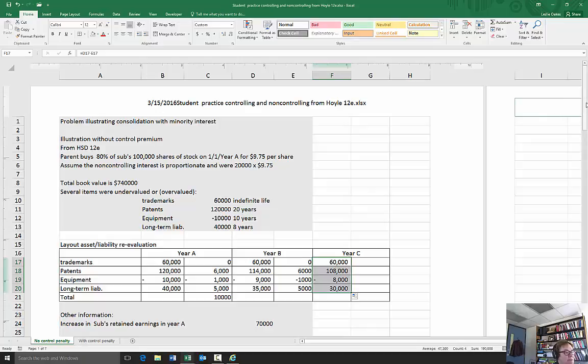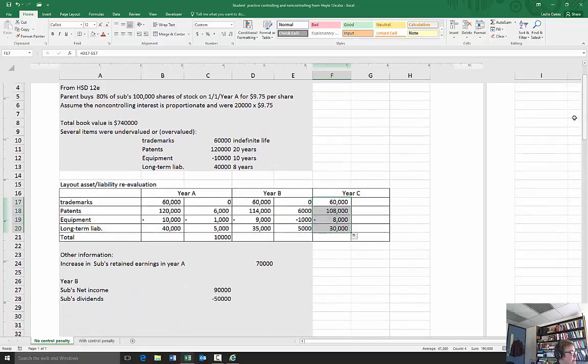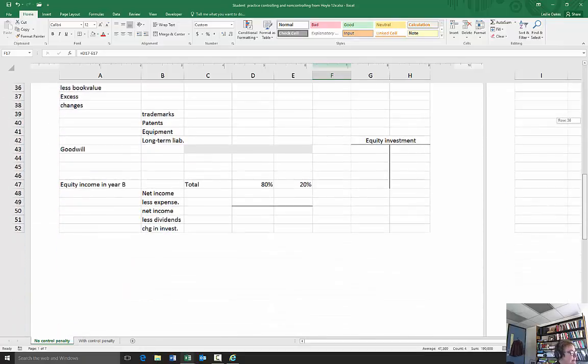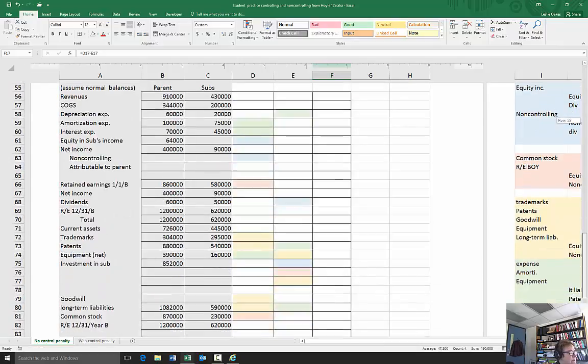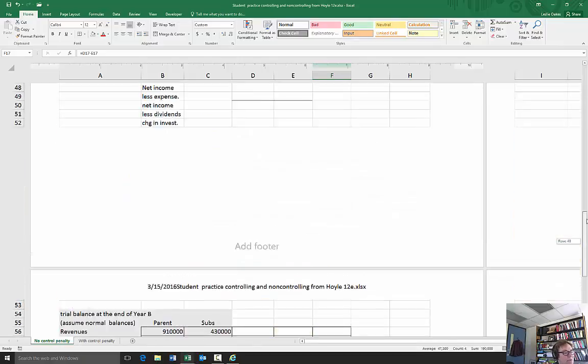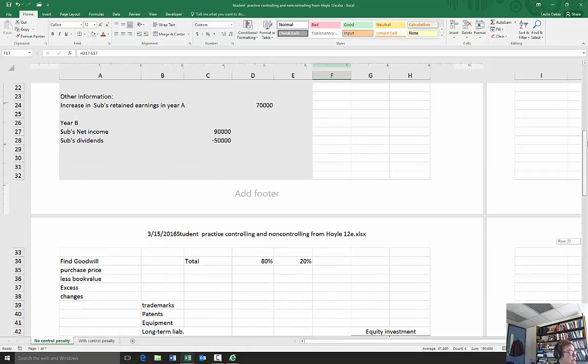Let's do a couple other pieces of prep work that's important. Here's some other information. The increase in income in year A, and then we have some information about year B, because you'll see that in this problem, we're really dealing with year B. Let's just go down here so you can see. So the trial balance that we're going to use is going to be at the end of year B. So we're going to have to adjust for 1 year.